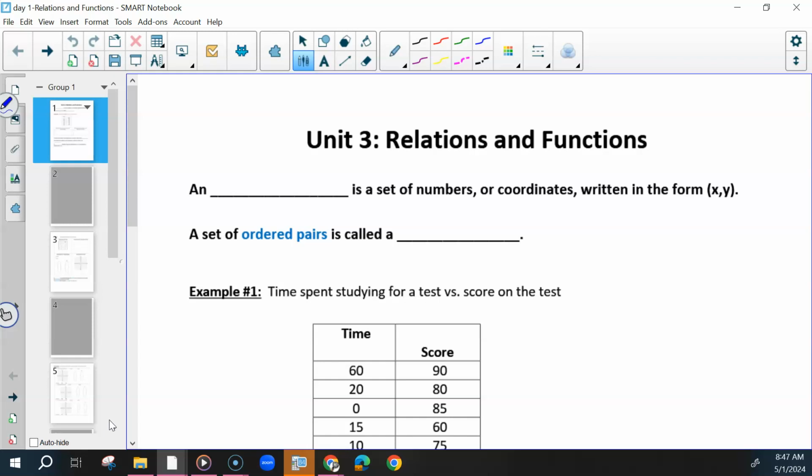So for this, an ordered pair is a set of numbers or coordinates written in the form with parentheses (x, y). A set of ordered pairs is called a relation. We're going to talk about some other different types of relations also.